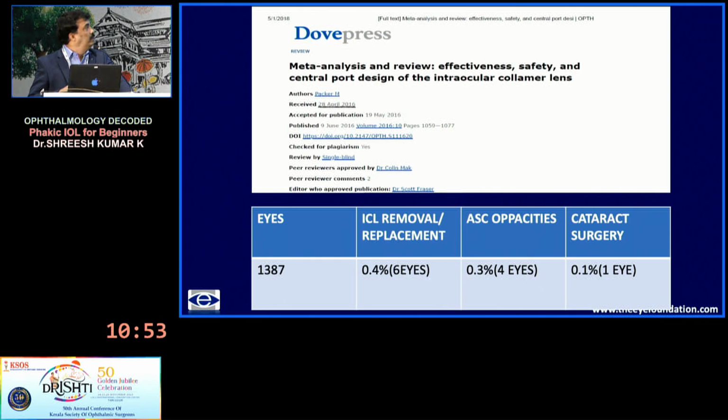So there was a meta-analysis published in Clinical Ophthalmology, wherein they studied 1400 eyes and reported only 4 eyes with anterior subcapsular opacifications, out of which only 1 patient required surgery. So it is just 0.1% of the entire series. That is a very small percentage. The chances of anterior subcapsular opacification, if all the rules are followed, is very less.